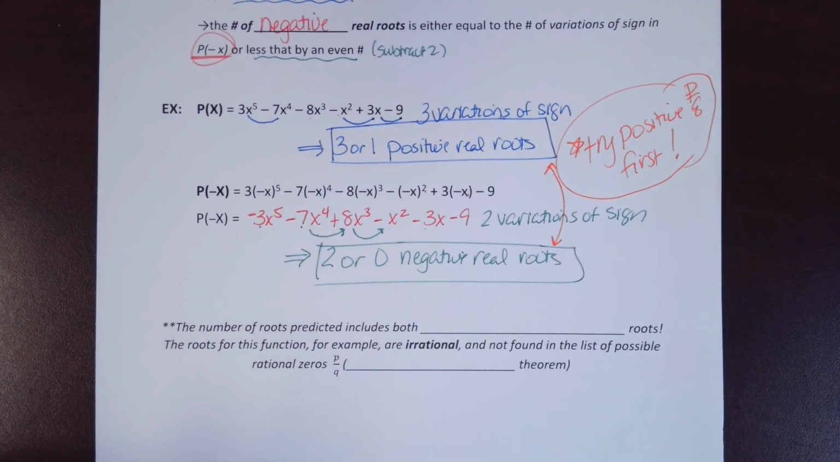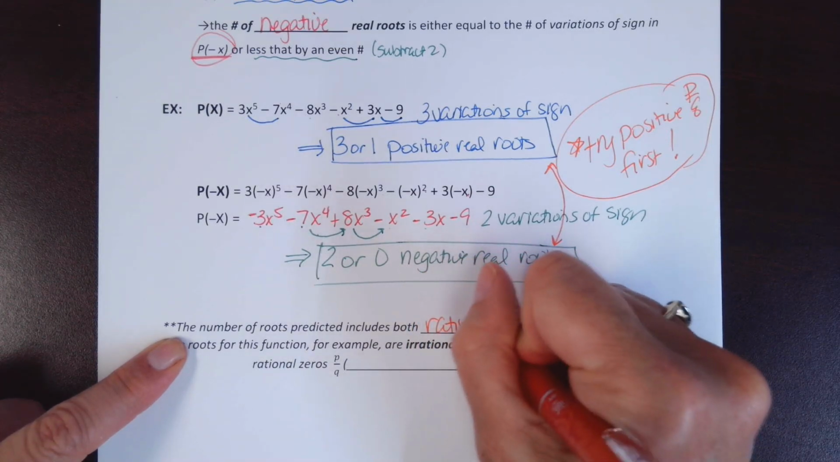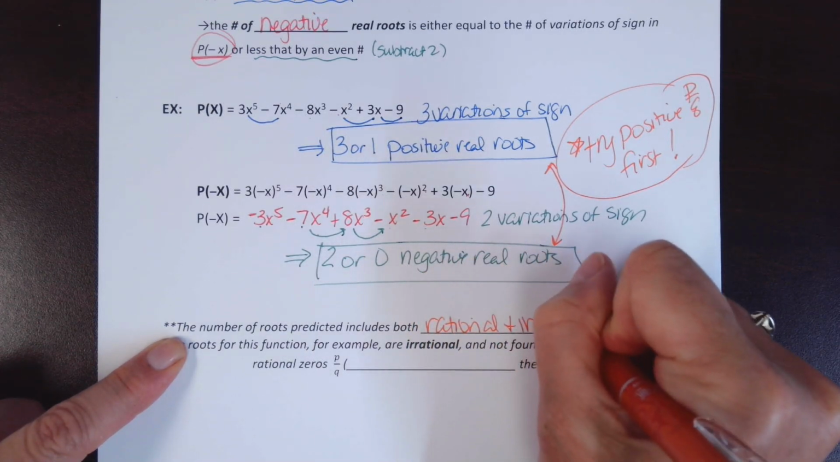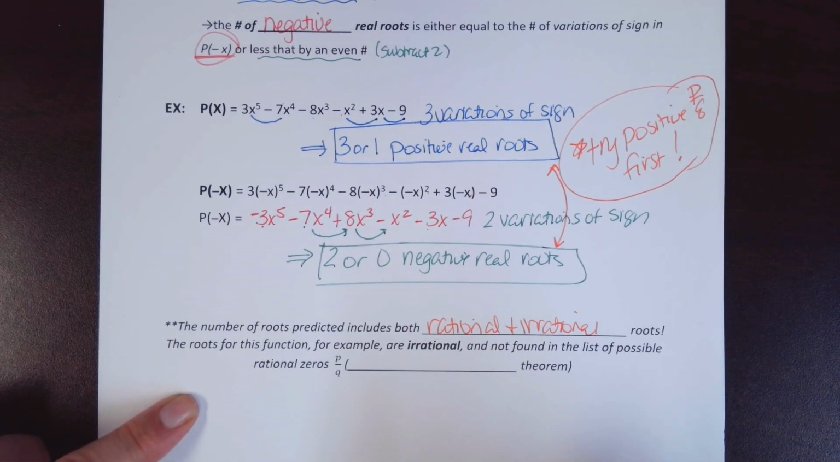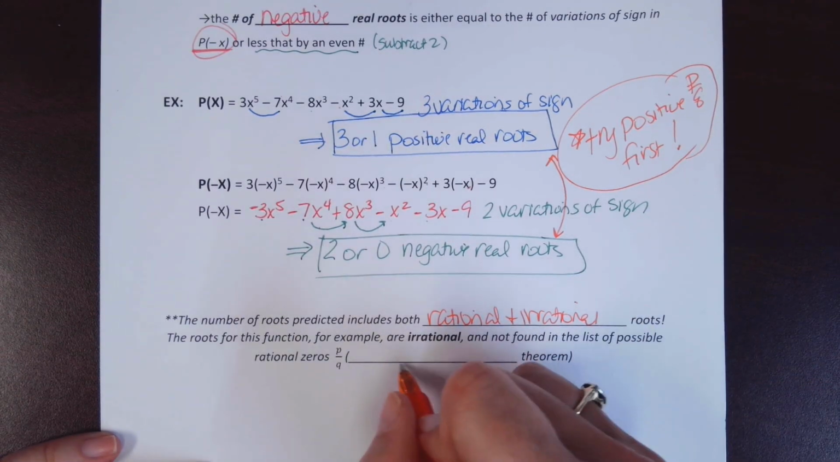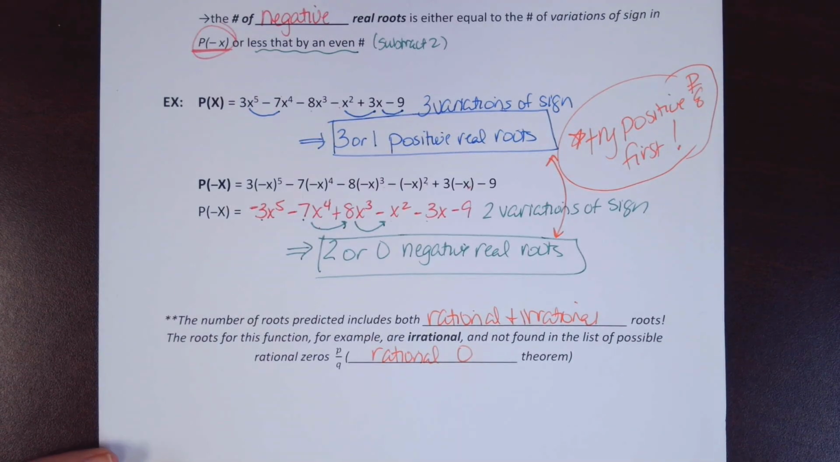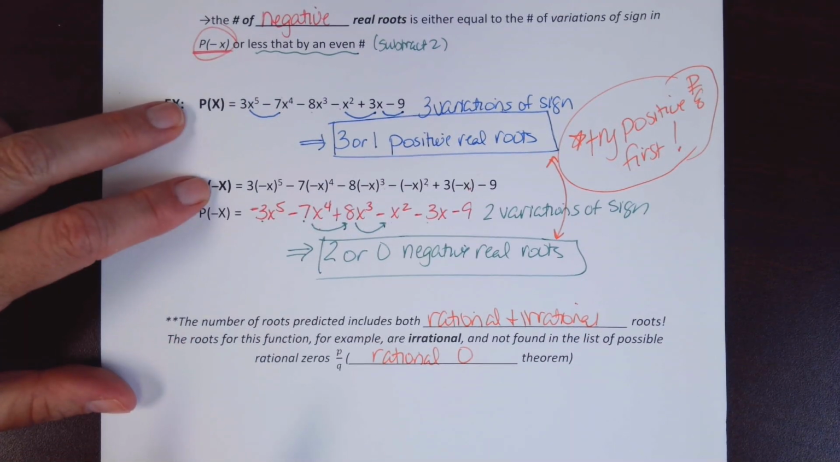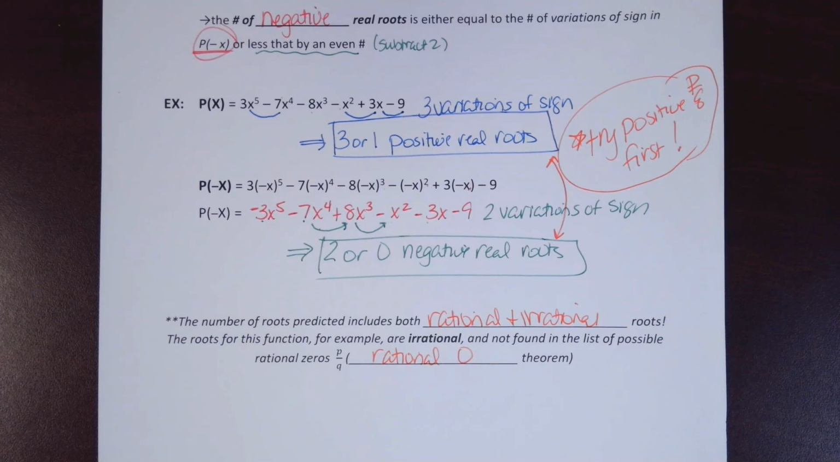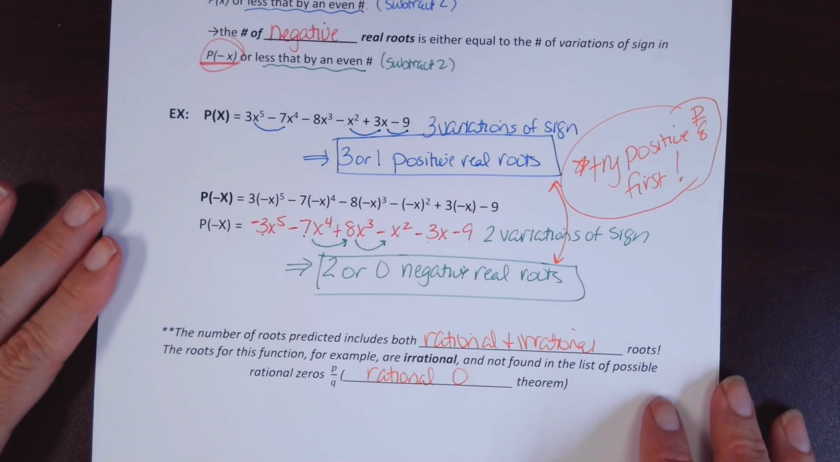Now notice these are real roots. The number of predicted roots includes both rational and irrational, but my list of possibilities p over q only has rational numbers. It's using the rational zero theorem. So, for example, this function doesn't have real roots. It only has imaginary and irrational roots. So I can't solve it using what we have been working with.